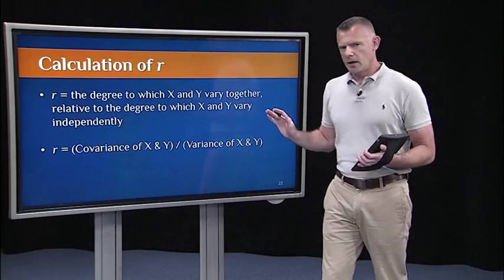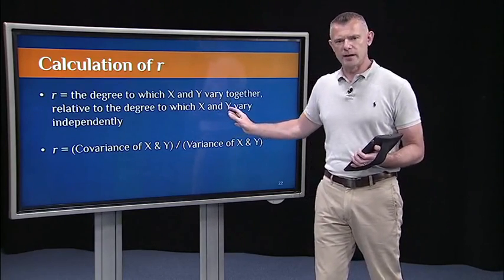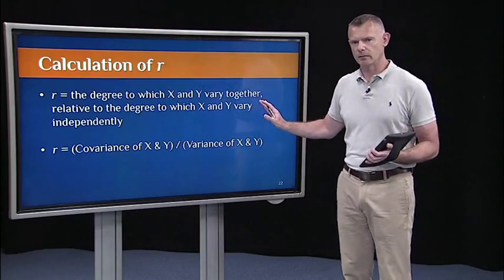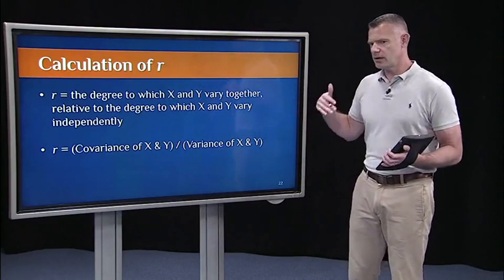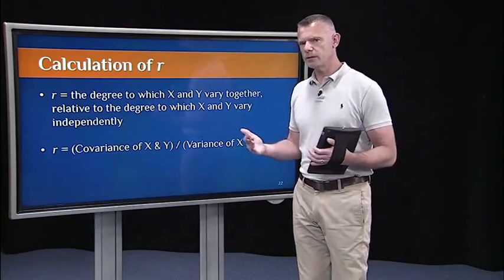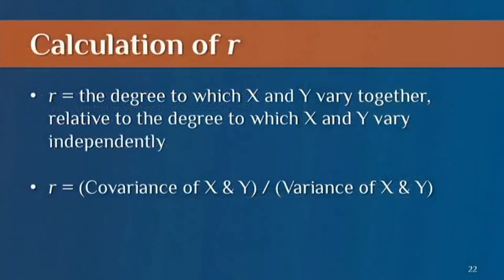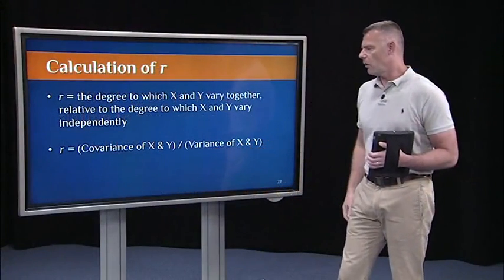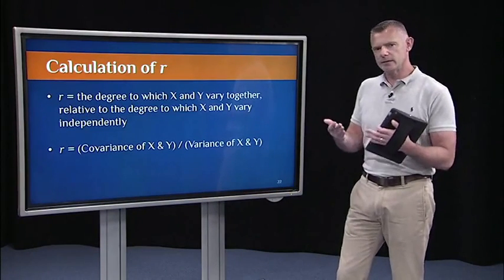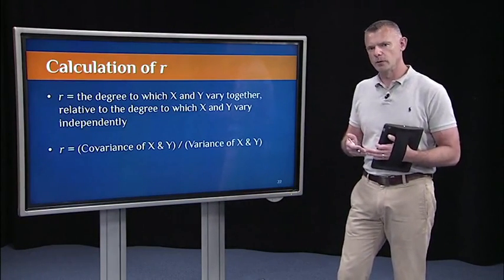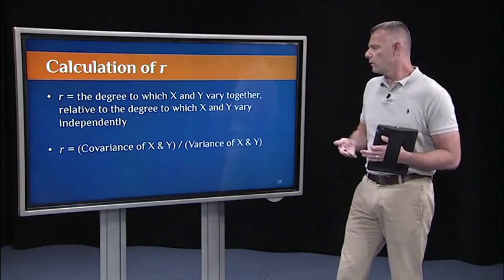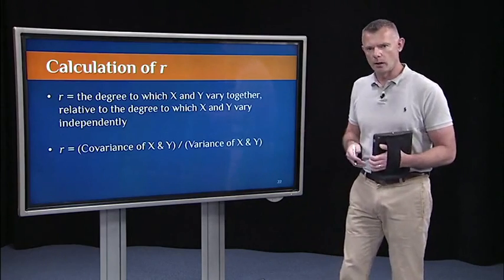So first, this is more of a conceptual presentation of the formula, not a mathematical presentation. But just conceptually, what little r is, what the correlation is, it's the degree to which x and y vary together relative to the degree to which x and y vary independently. So we could rewrite that down below as the covariance of x and y, and again, I'll get to that when we do the calculations, over the variance of x and the variance of y.